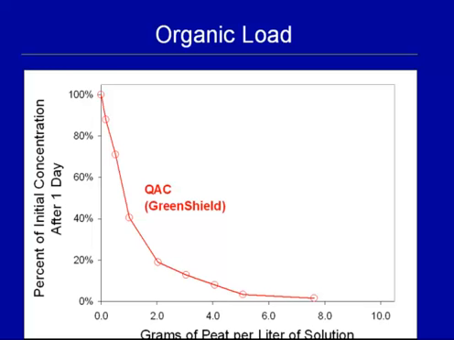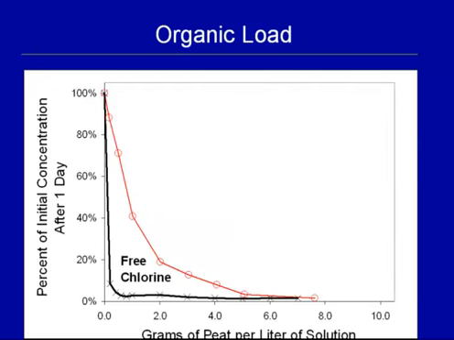Here we've got a graph that shows the number of grams of peat in 1 liter of irrigation water. And on the vertical axis, we're looking at what percentage of the active ingredient is left 1 day after we mix that peat into the water. Green shield is an example of a quaternary ammonium chloride product. You can see that how much active ingredient is left after a day decreases quickly with increasing peat. Free chlorine, whether it's from gas chlorine, sodium hypochlorite, or calcium hypochlorite sources, is extremely sensitive to organic load.